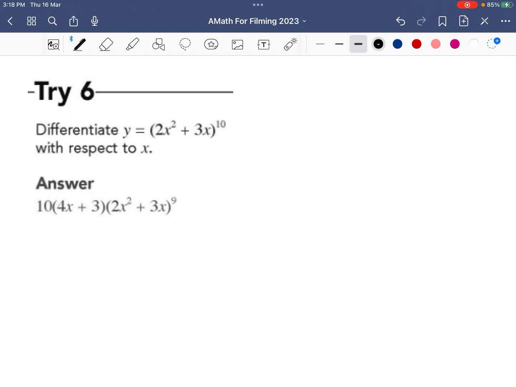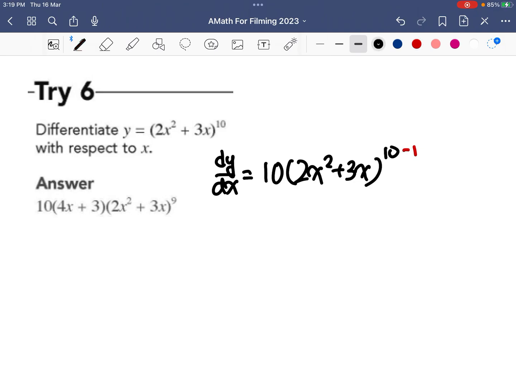Please try 6, and I will assist you in 3, 2, 1. Let's go. I hope you have tried it already. Given that y is there, if I differentiate y with respect to x, we take the power, we bring it down, so I get 10 times 2x squared plus 3x, then similar to what we've been doing, 10, we minus 1. Don't forget, the special thing now is that we apply the chain rule. You need to differentiate what is within the brackets as well. So when we do that, what we get, I'll write it in blue, is 4x plus 3.